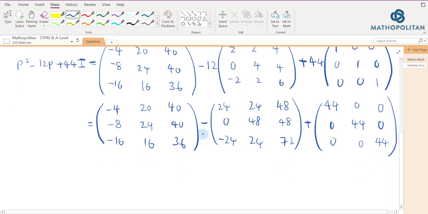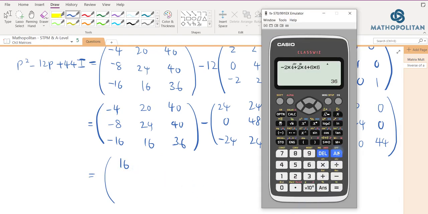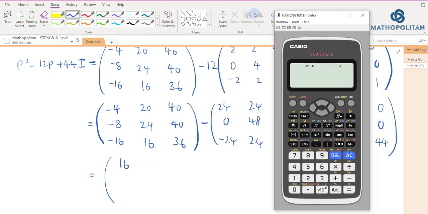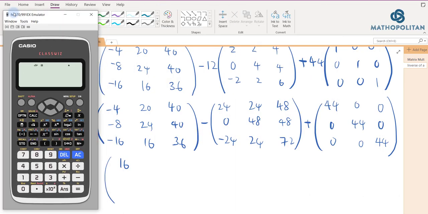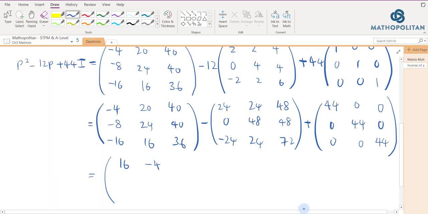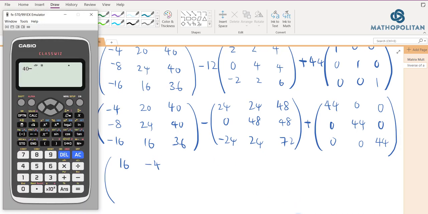Now let's simplify these three matrices. For the first part, we have negative 4 minus 24, that's negative 28, plus 44, so that equals 16. You can calculate all these numbers if you want to verify, just be careful when doing the workings. Next, the first row, second column: that's 20 minus 24 plus 0, so that's negative 4. And then the next column: 40 minus 48 plus 0, that's negative 8.